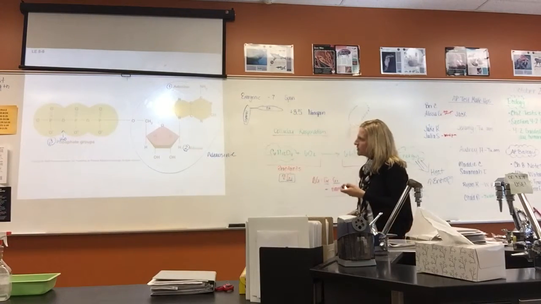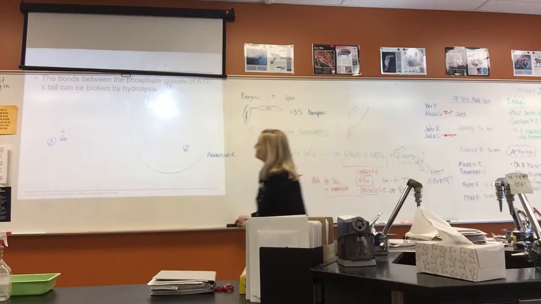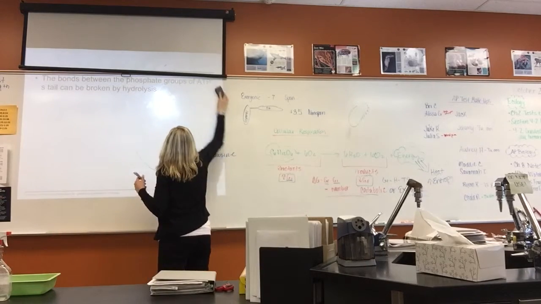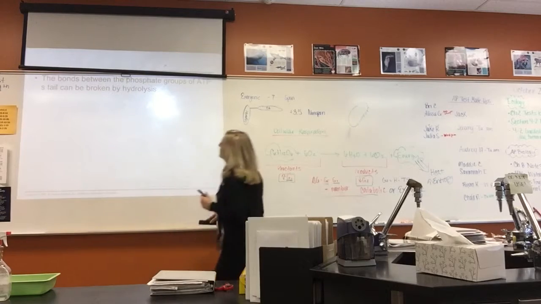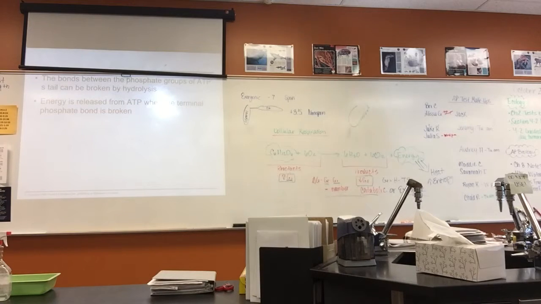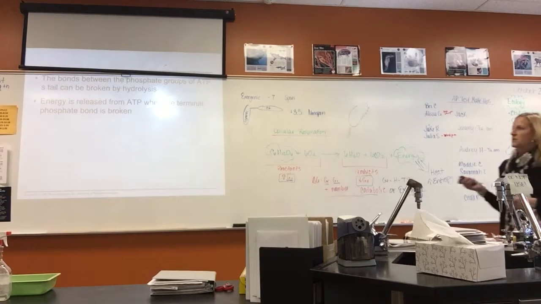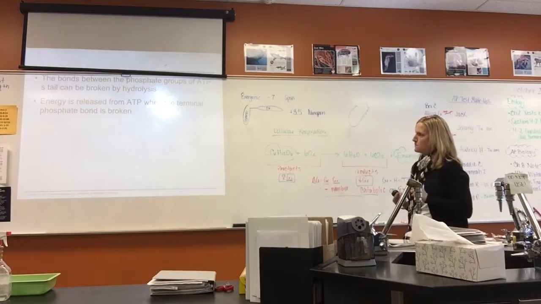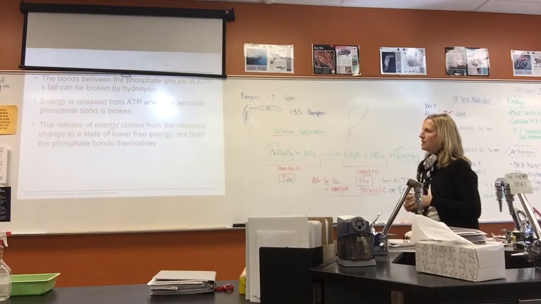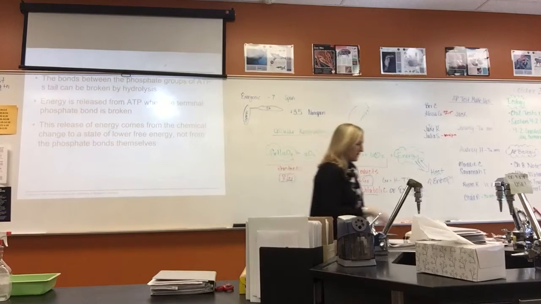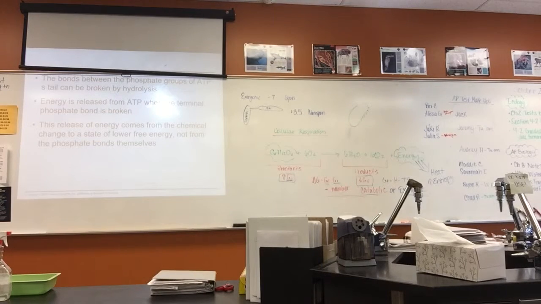So let's write that down. The bonds between the phosphate groups of ATP's tail can be broken by hydrolysis, adding water. And the energy that's released in this process happens when the terminal or end phosphate is broken. And the release of this energy comes from the chemical change to a state of lower free energy. So ADP has lower free energy, is more stable than ATP.